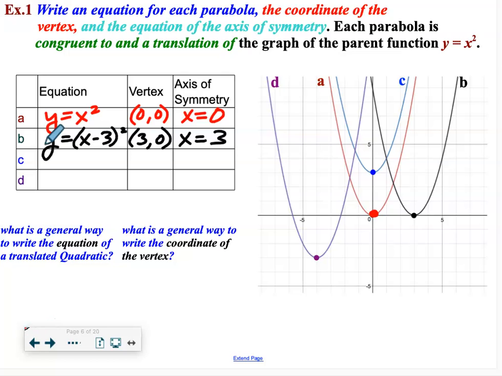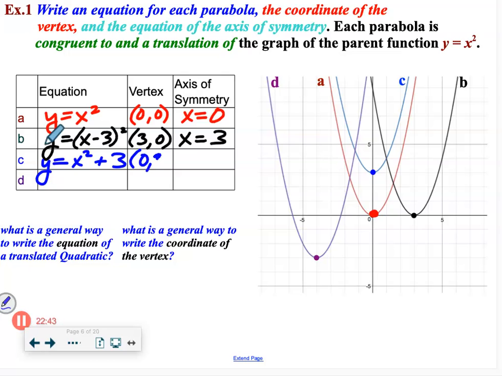So graph C is this one right here, which is 1, 2, 3 places up. For graph C, would I be adding to the x or the y? The y. So I write x squared, and then on the outside, plus 3. Do you understand the difference when I say between inside and outside? Inside is you're going to have parentheses with your x, right? Okay. All right.